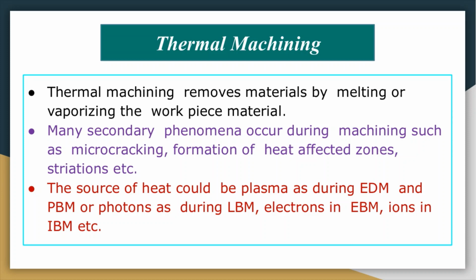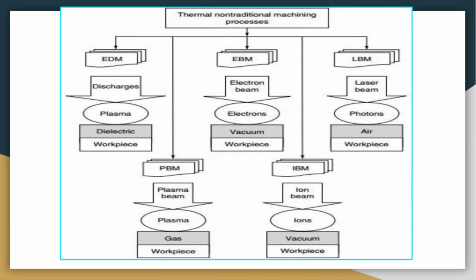Okay, here I have shown the category of thermal non-conventional machining processes: EDM, EBM, LBM, plasma beam machining or plasma arc machining, and ion beam machining, and how the material removal happens, that is the action.